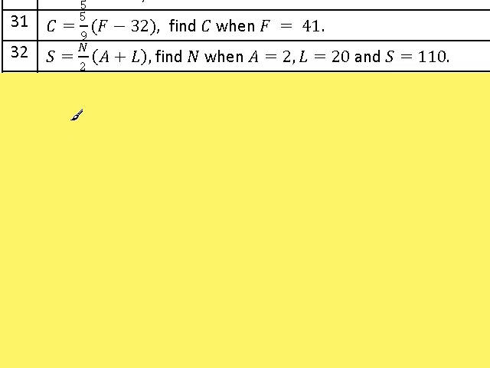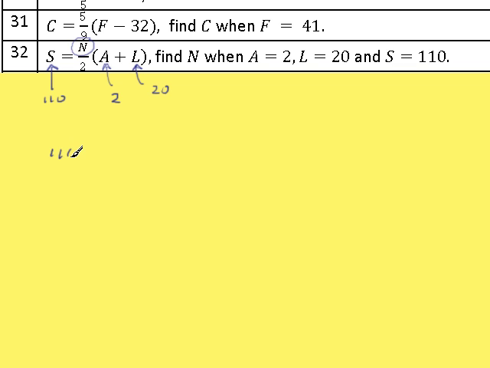In number 32, we have another formula. I don't know what it represents, and we just want to substitute in. So we want to figure out what n is. When a is 2, we're going to put a 2 here, and when L is 20, and when S is 110. So we're just going to substitute in some values.